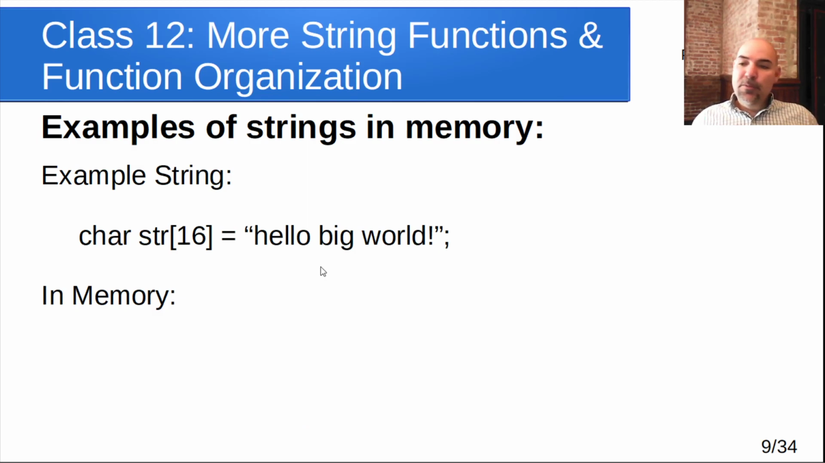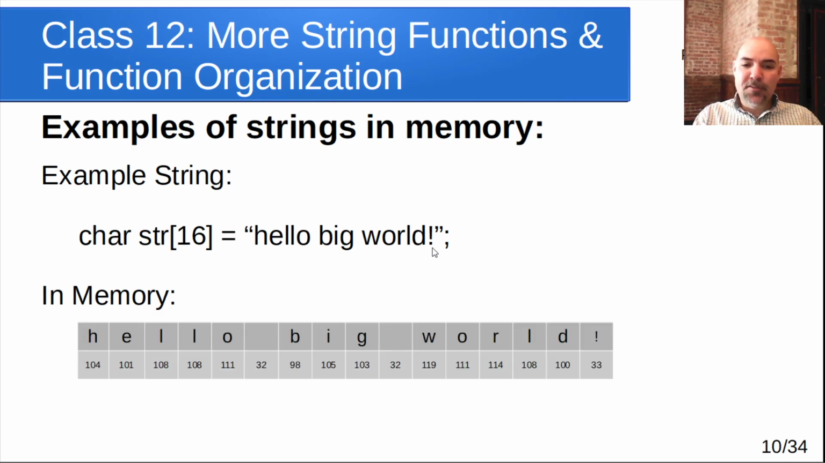So here's an example with a character array of 16, where we said hello big world, exclamation mark. And if we count up the number of characters here, 1, 2, 3, 4, 5, 6, 7, 8, 9, 10, 11, 12, 13, 14, 15, 16. We have exactly 16 characters, which means we do not have room for the null character at the end. And some compilers this will generate an error, some it will generate a warning, some it will just compile. But we've got to be cautious here because we did not leave room for the null character. So in memory, that'll look like this with no null at the end.